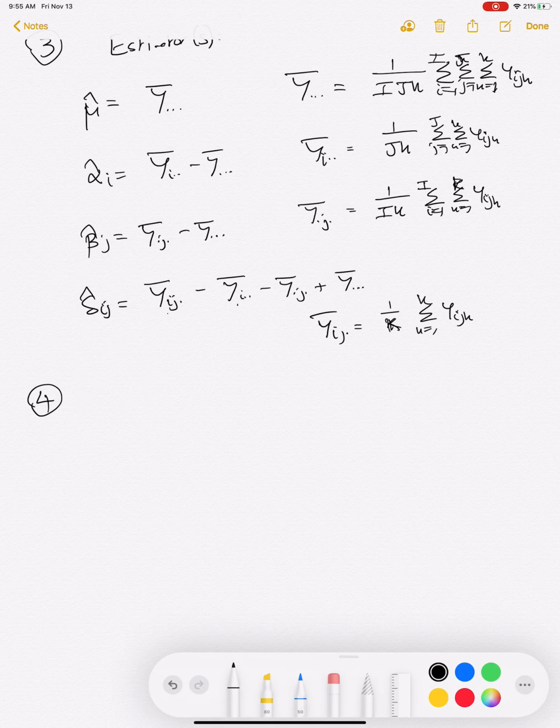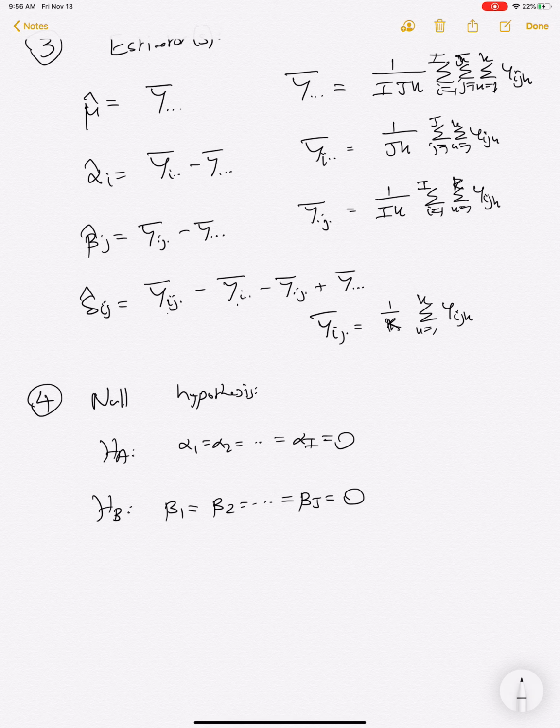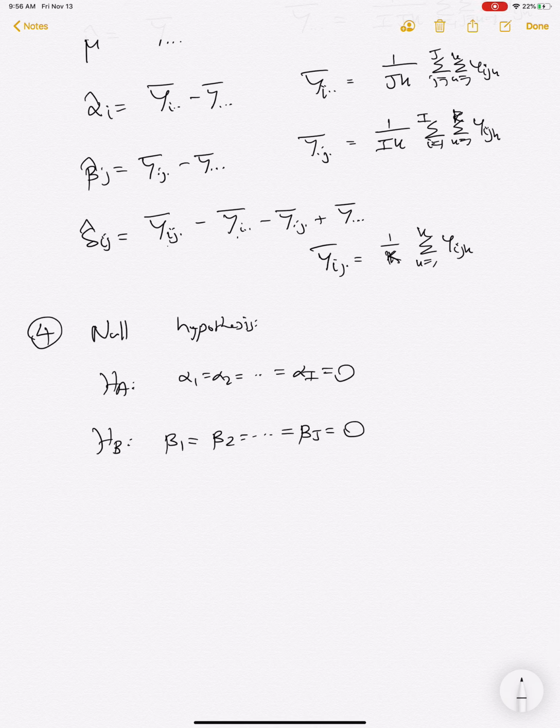Okay, and so the next question is the null hypotheses, and now we actually have 3 different null hypotheses. I'm going to call the first one HA, which is just that alpha 1 equals alpha 2 equals ... alpha I equals 0. Then the second null, HB, is exactly the same as what we saw in the previous case, that all the betas are 0. So the first says the first factor has no influence, and the second says the second factor has no influence.